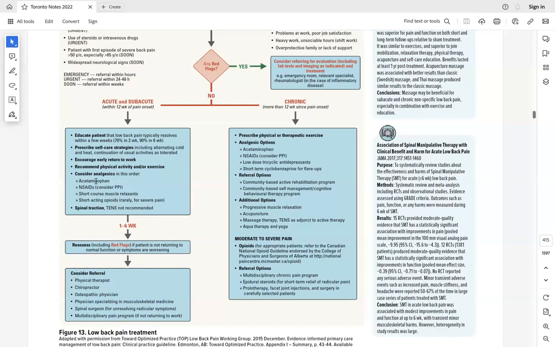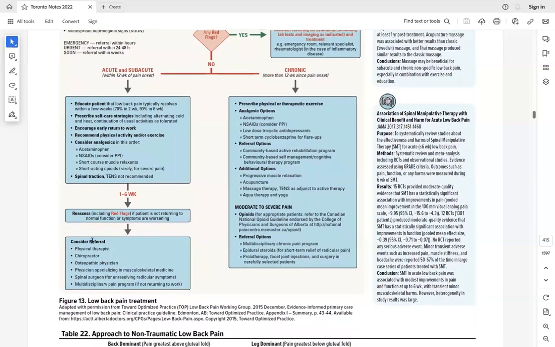If we started him on acetaminophen, we can switch him to NSAIDs. Consider PPIs; if he's taking PPIs or has any ulcer, then we won't give NSAIDs. So now what will we do? We will refer him to a physiotherapist, chiropractor, physical exercises, social workers, multidisciplinary programs, because there's no underlying serious cause. So we have to manage him according to this.